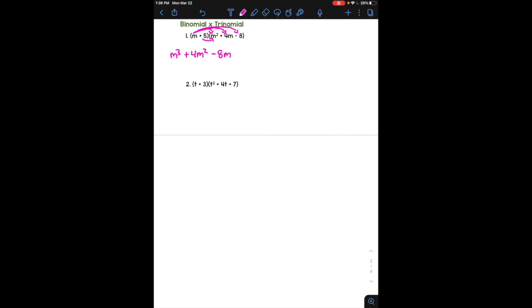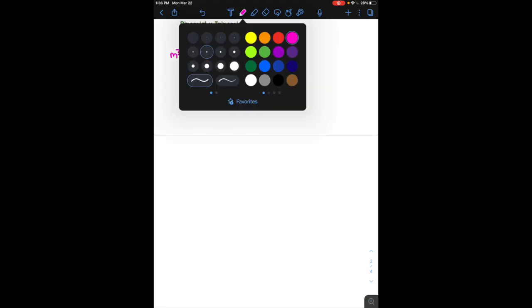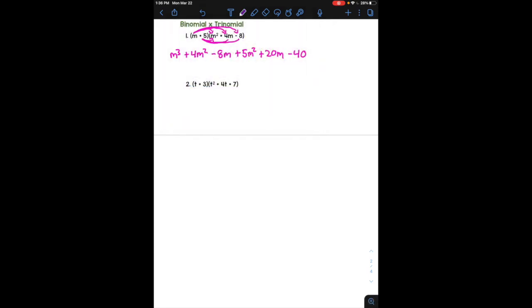And then we'll distribute the 5. 5 times m squared is 5m squared. 5 times 4m is 20m. And 5 times negative 8 will give us negative 40. Just as we did in the last section, we're going to now combine like terms if there are any. There are no like terms with m cubed, so our answer will start with m cubed.